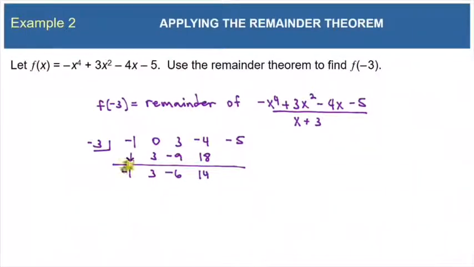And we get 14. Now -3 times 14 is -42. And add. And we get -47. This is our remainder. So now we know that f of -3 is -47. So we used the remainder theorem. We've shown the synthetic division that has -47 as a remainder. So we know that f of -3 is -47. And this is how you need to show your work on your quiz.